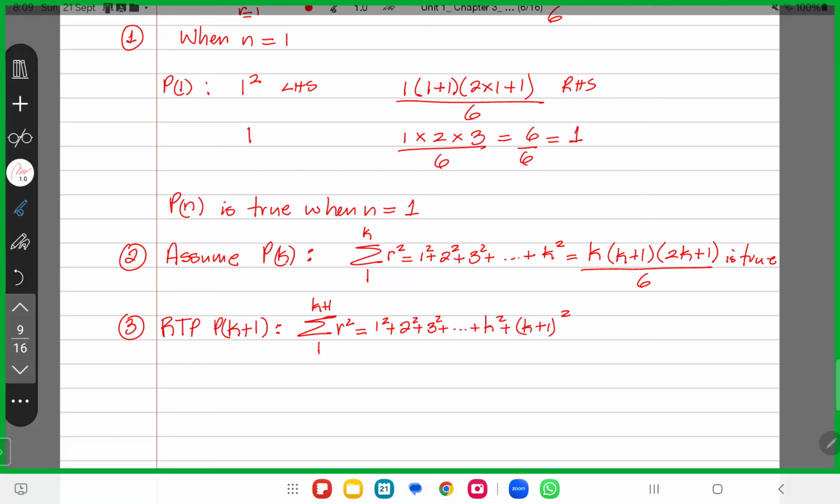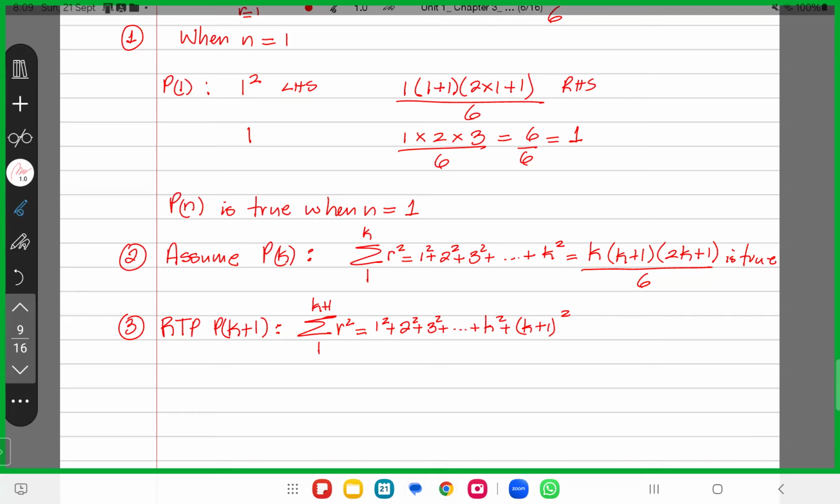So P(k), which is the summation of r squared from r equals 1 to k, is asking me to sum the squares of the counting numbers from 1 to k. P(k+1) is asking me to sum the squares of the counting numbers from 1 to k+1. So k+1 comes immediately after k. So it's going to be 1 squared plus 2 squared plus 3 squared up to k squared, and then I have to go to what?